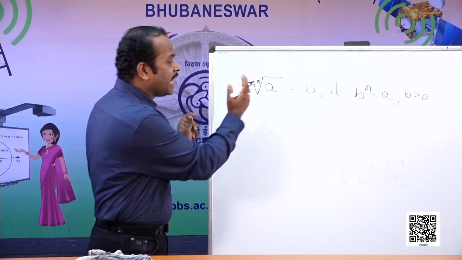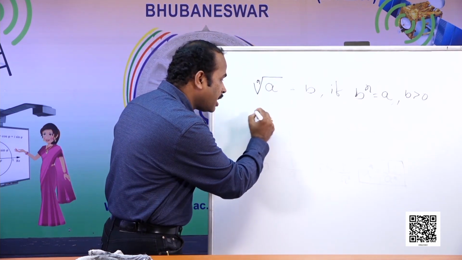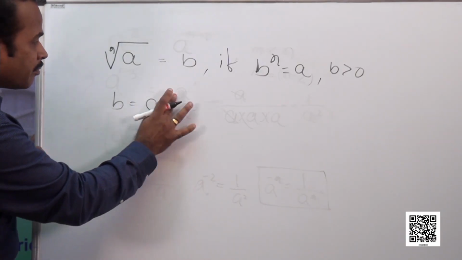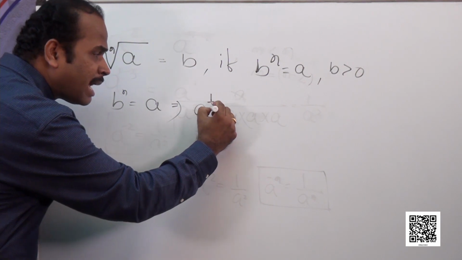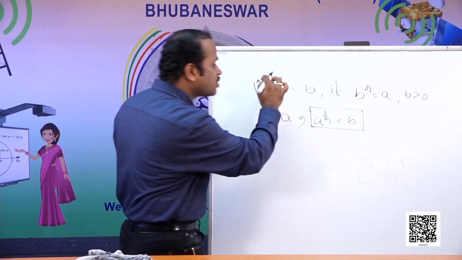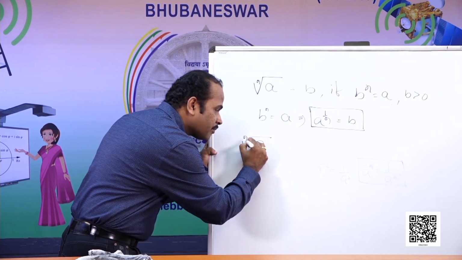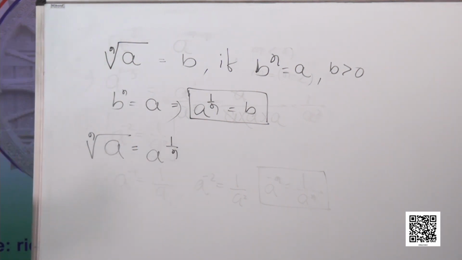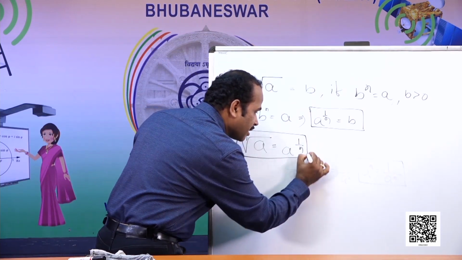This is a radical form. Converting this radical form to exponential form, we can say now, if b to the power n equal to a, we can write a to the power 1 by n equal to b. And this a to the power 1 by n is expressed as the nth root of a. So finally, nth root of a is equal to a to the power 1 by n. So nth root of a we can express as a to the power 1 by n.